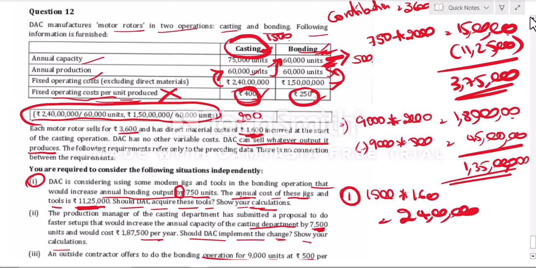Will we have any loss of contribution? No, because we have another 15,000 units capacity. So anyway, using that capacity, we can produce extra 1500 units and we can transfer it to the bonding department. So the only cost is the cost of raw materials. So next question.